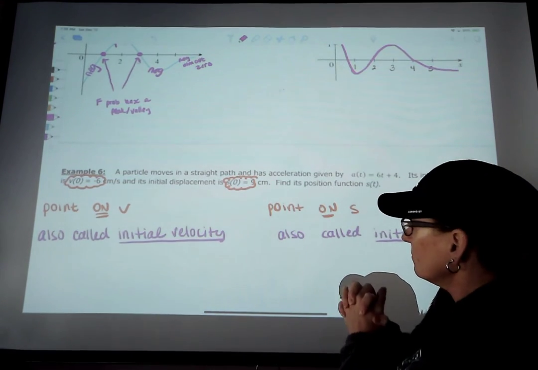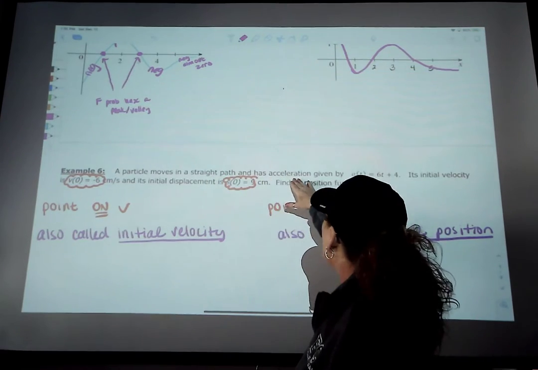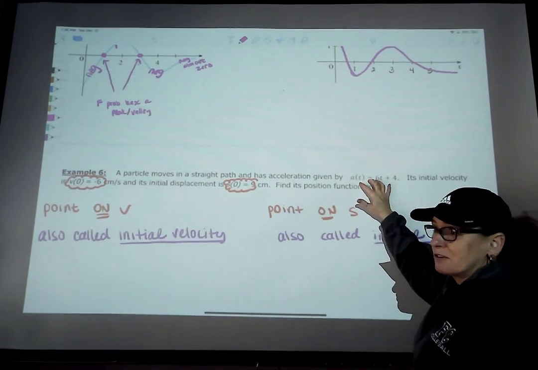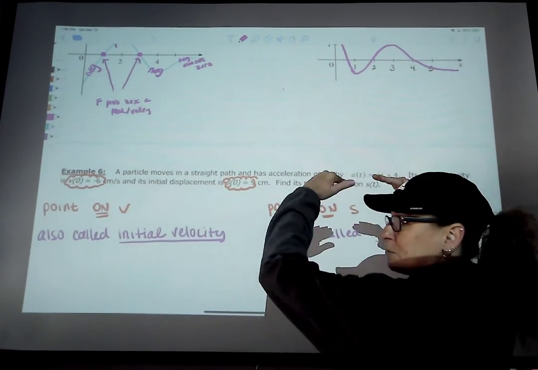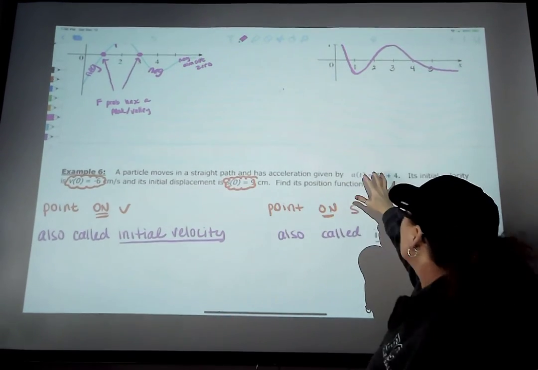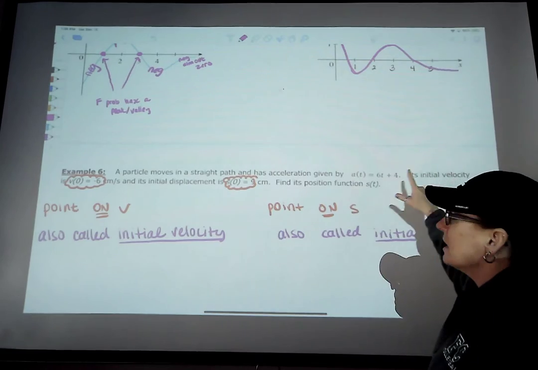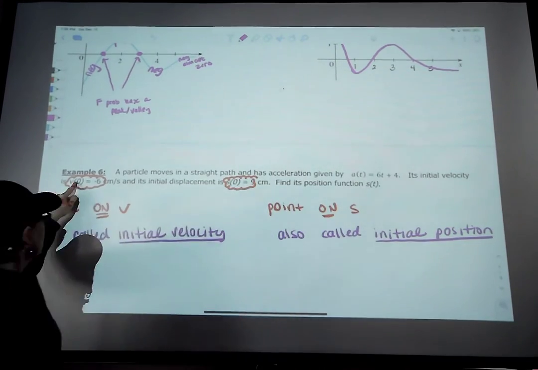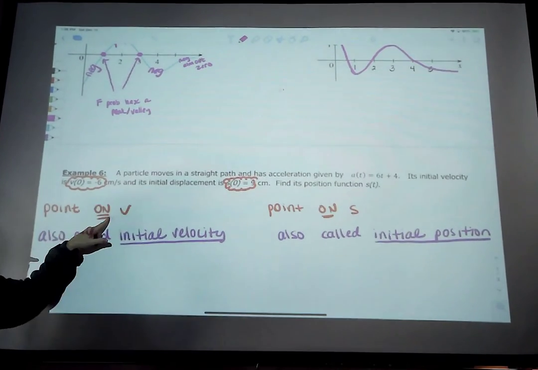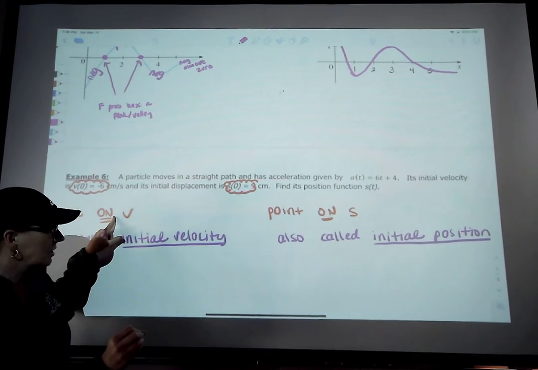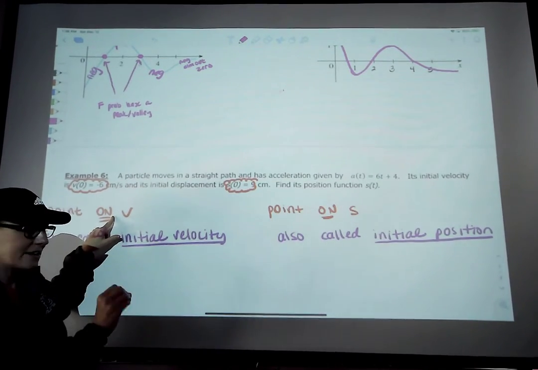So, we're given a particle on a straight path, okay? We're given an acceleration function. Remember how it goes: position, velocity, acceleration. Initial velocity is v of 0 equals -6. This is a point on v, not on a, not on s.